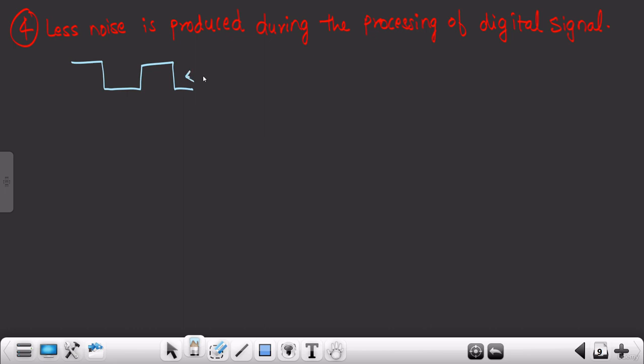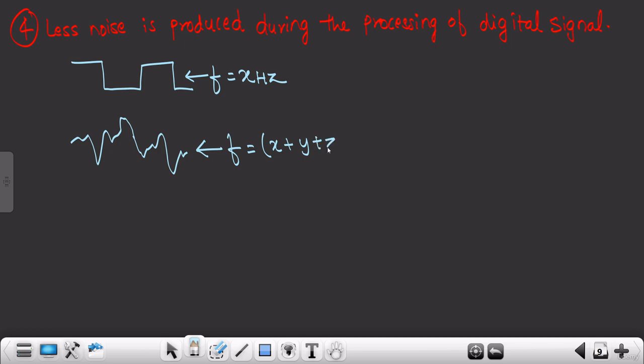So obviously it has only one frequency, right? It can be anything. Let's suppose I am talking about x frequency, x hertz. But in case of analog signal, see over here, the analog signal can be in this way, right? As you can see, it has maximum frequency at certain points, and at certain points it has minimum frequency. So basically it is a mixture of x plus y plus z, or any combination of frequencies.